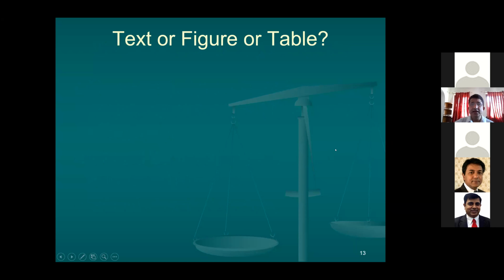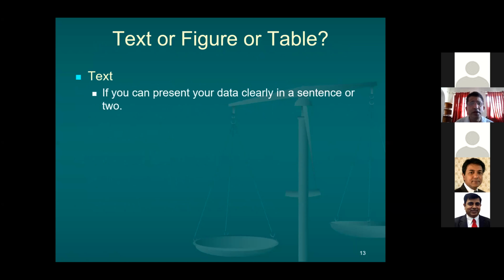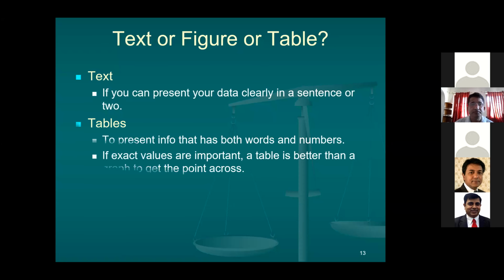Now another slide is dedicated to how we choose text or figure or table in a manuscript while writing the result section. So when we write text, if you can present your data clearly in a sentence or two, the text suffices. There is no need to use a figure or table. That is just a waste of your resources.